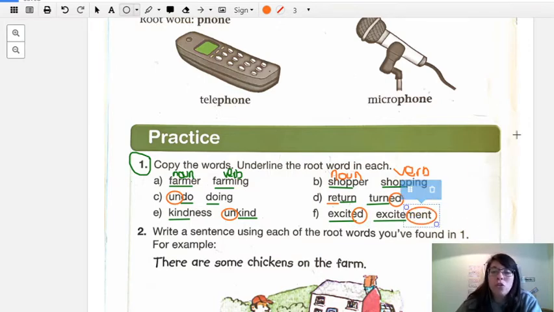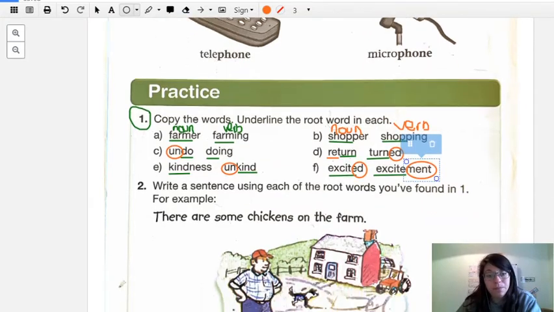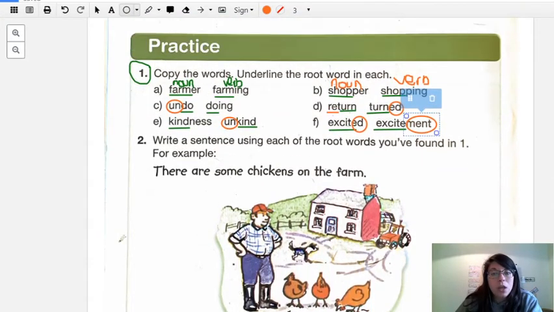So now we have a bunch of different beginnings and different endings. The beginnings are prefixes, the endings are suffixes, okay? Now, using some of the root words that you have found in exercise 1, which is over here, you have to write some sentences. So in the case of farm, there are some chickens on the farm. You have to make a sentence with shop, with do, with turn, with kind, and with excite, or excitement, or excited.